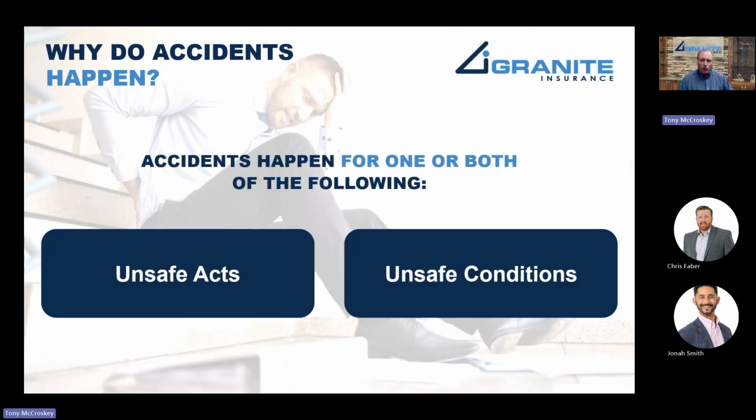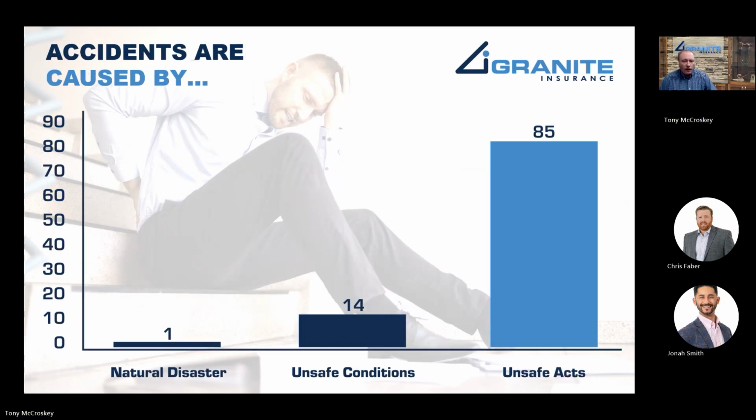Accidents happen for one or both of the following: unsafe acts or unsafe conditions. That is the only two things that cause workers' compensation accident injuries. And very, very few of the injuries are the result of unsafe conditions. Some are, but by and large, the majority is due to unsafe acts.